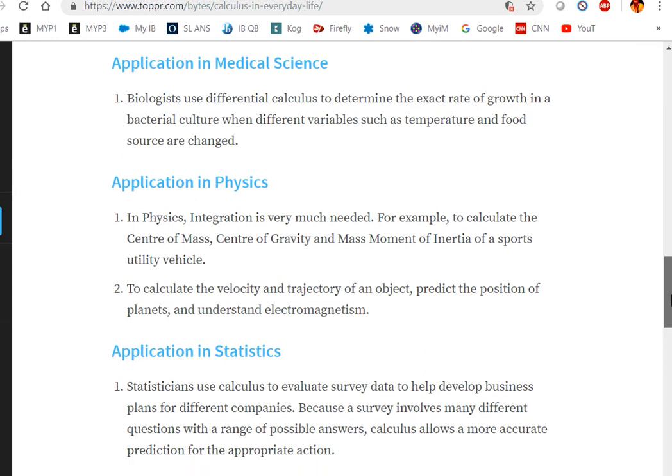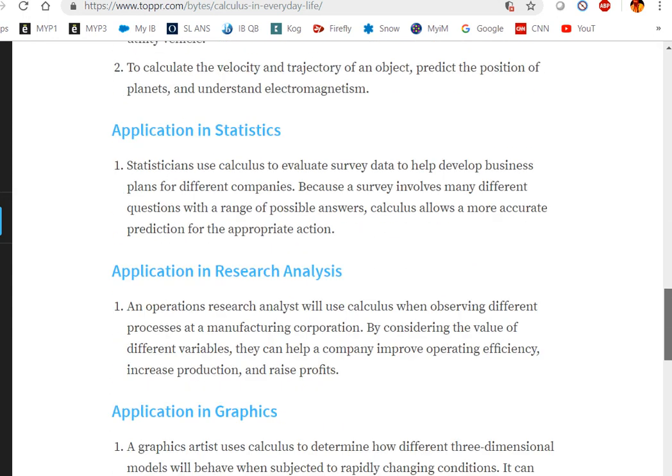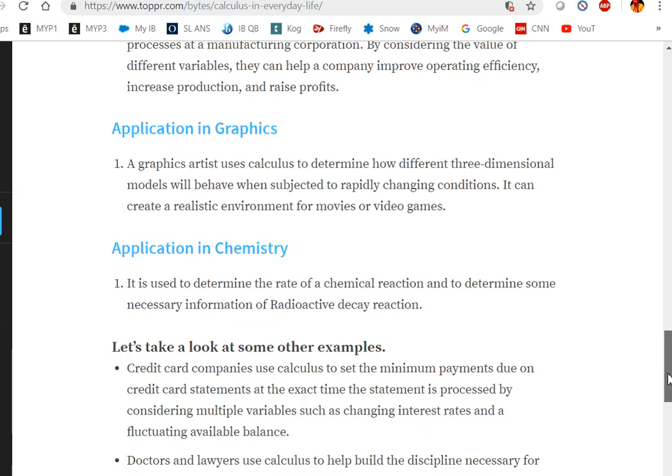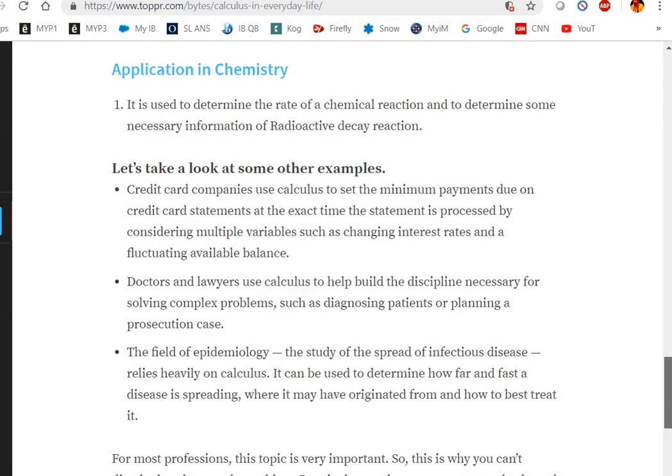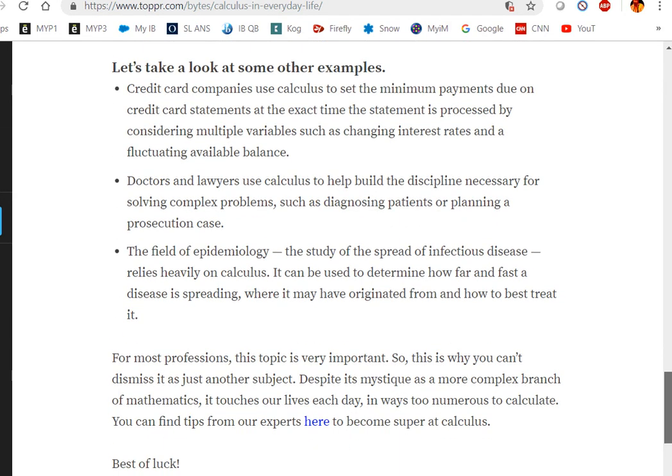Applications in stats, let's see, in graphics, chemistry, I'm just trying to see, is there one in finance? Epidemiology, the study of the spread of infectious disease, relies heavily on calculus. It can be used to determine how far and fast a disease is spreading, where it may have originated from, and how best to treat it.